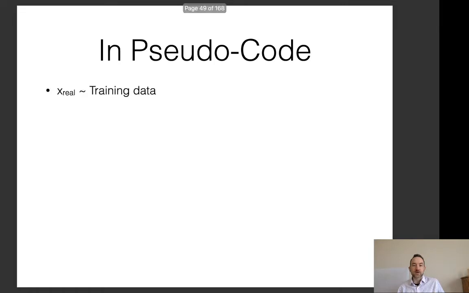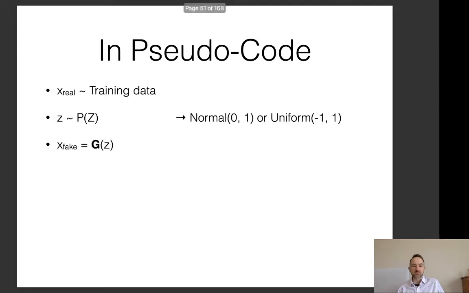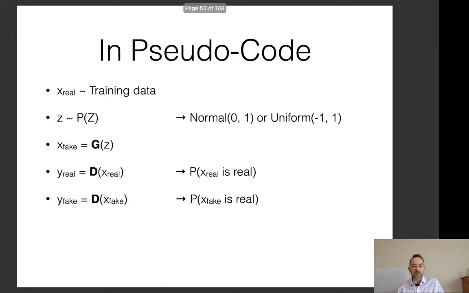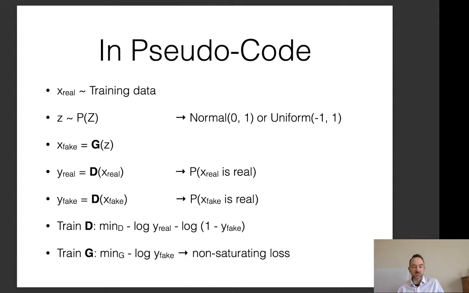So in pseudocode, how do we express this? x real is sampled from the training data. z is sampled from the distribution over z. We generate x fake. We calculate the discriminator for both of these. So these are the probabilities that x real is real, x fake is real. And then we calculate the training objective for D and the training objective for G using the non-saturating loss. So it's really about this simple.